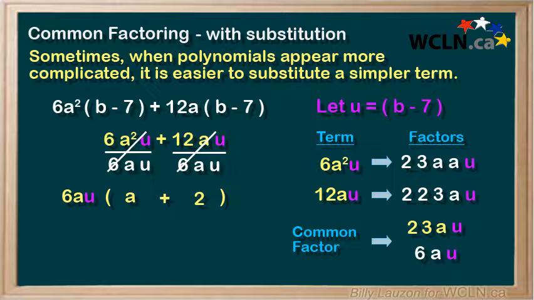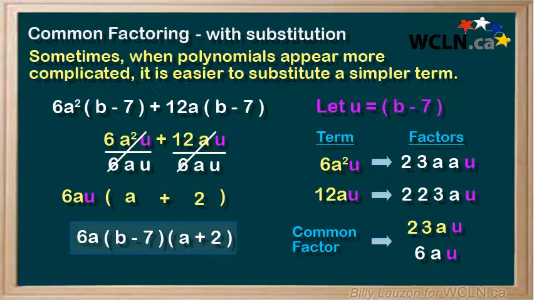The last thing we need to do is to take our letter u, substitute it back in for its original expression, b minus 7. Once we've done that, we're left with 6a times b minus 7 times a plus 2 as our factored expression.